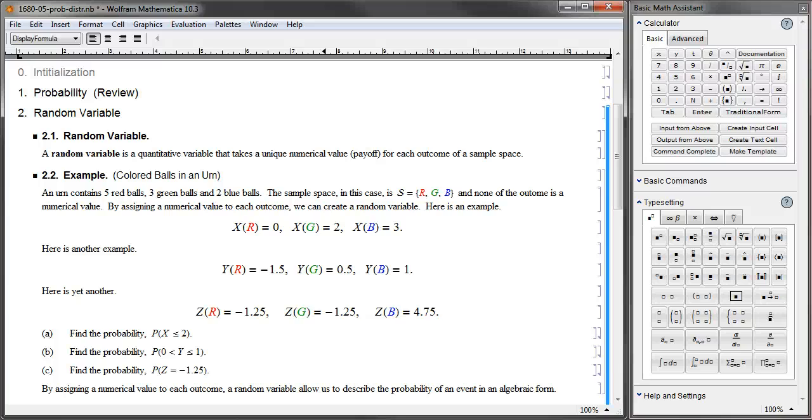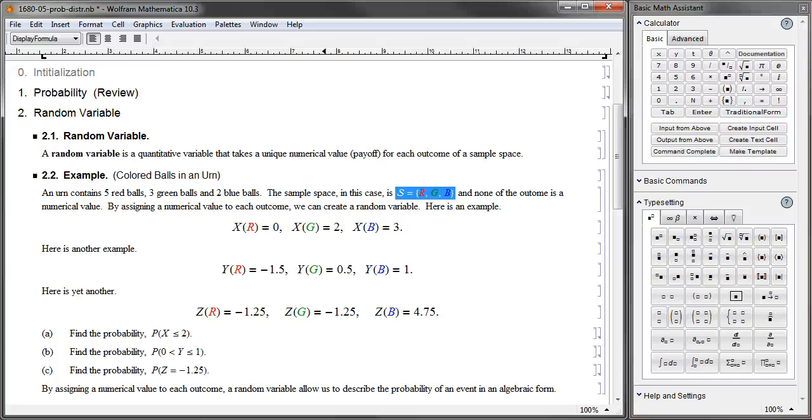Let's go to an example, 2.2. Let's consider an urn with 5 red balls, 3 green balls, and 2 blue balls. We could consider different numbers, but here we go. We have a sample space R, G, B, and please note none of these is a number. They're just characters, or just colors.